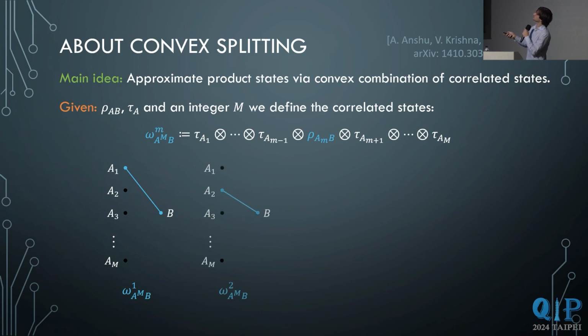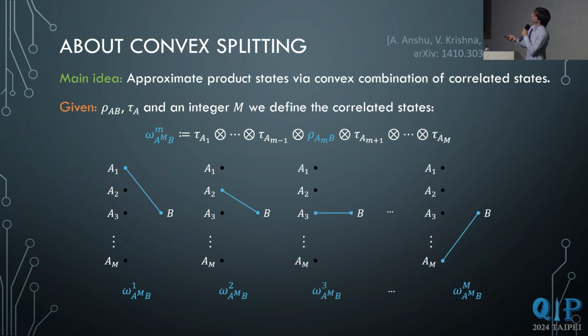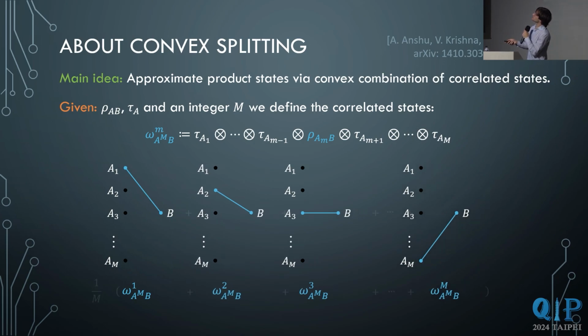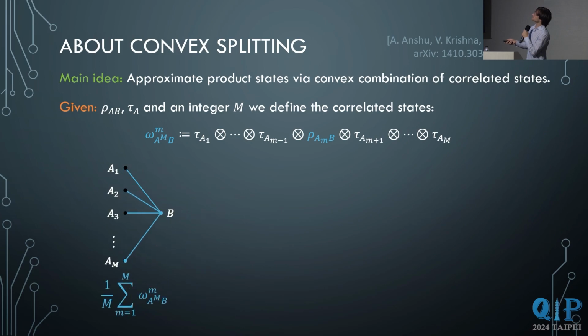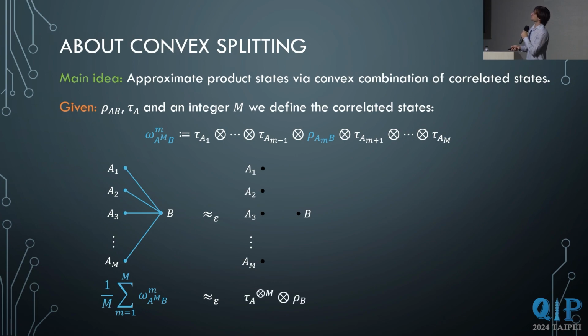Omega 2 will be the one that has a correlation between A2 and B, and so on and so forth. And what we want to do now is to make the convex combination of this. This is summing everything up, dividing it by m, and the thing that we get when we combine everything, so when we do the convex combination, we want it to be similar to the product state. So to this thing you can see on the screen.